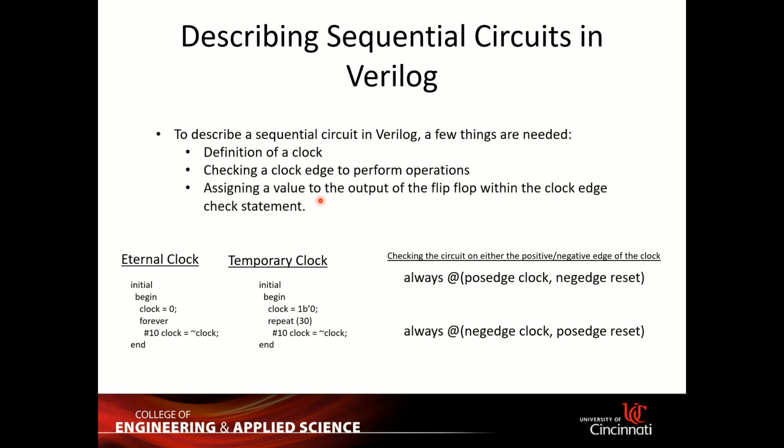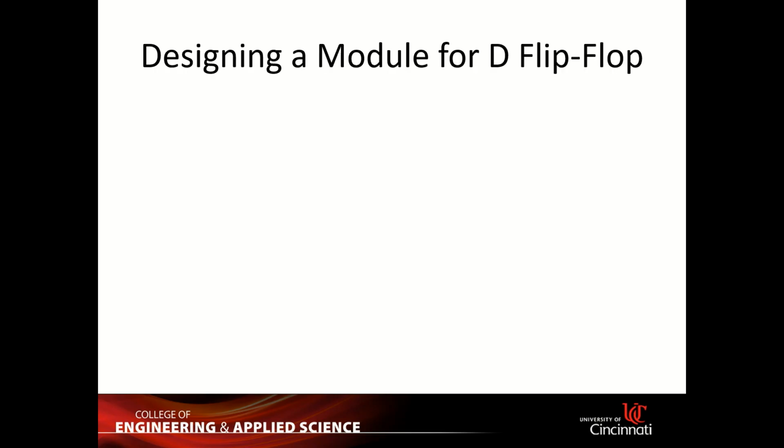Finally, we have to assign a value to the output of the flip-flop within the clock edge check statement. So if you write always, put something in here. That's your code. So the first example we'll go through is how to design a Verilog module for the D flip-flop, which is our basic memory element.